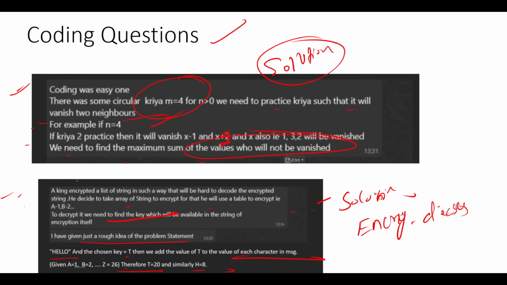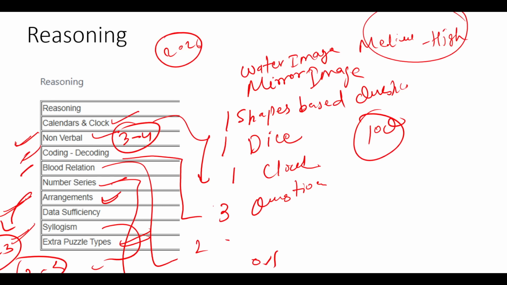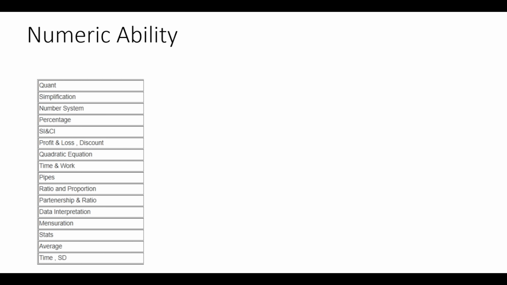So this was the whole exam. The overall exam was difficult. For numeric, the cutoff was only 8 questions. For reasoning, it was 9 to 10 questions. For verbal ability, it was 12 to 13 questions. For the advanced section, it was around 8 to 9 questions.